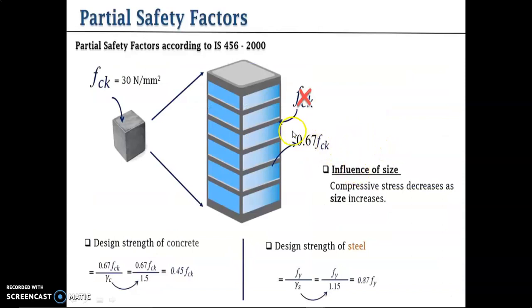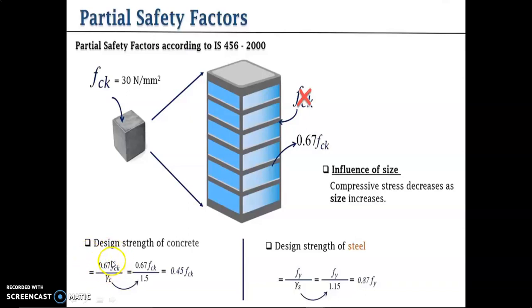Now, how do we find the stress with the help of these partial factors of safety? For example, if we are making a building and here we use M30 grade concrete. So 30 is the fck value, which is the characteristic strength of the concrete, meaning 30 Newton per mm square. For finding the design strength of concrete, what do we have to do? We have to divide it by the partial factor of safety. But before that, here we have 0.67 fck.